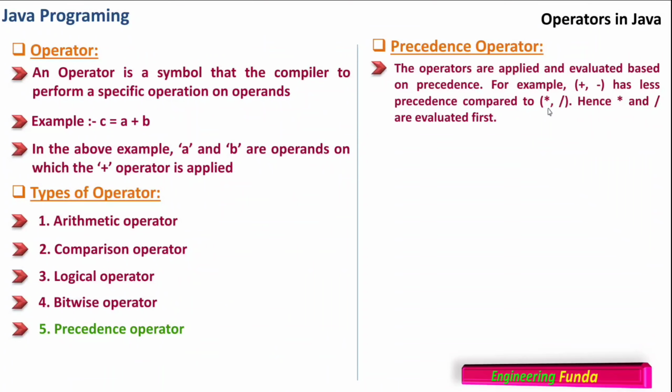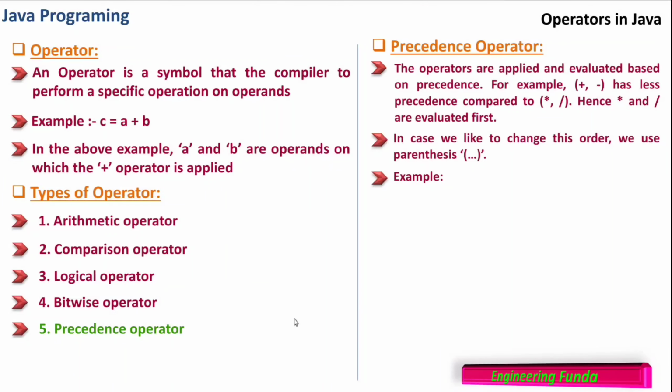This is just like in mathematics, if we follow the BODMAS rule. Hence, multiplication and division are evaluated first. In case we would like to change this order, we use parentheses, that is the round brackets. The opening and closing round brackets will help us in changing the precedence. Let us see with an example.